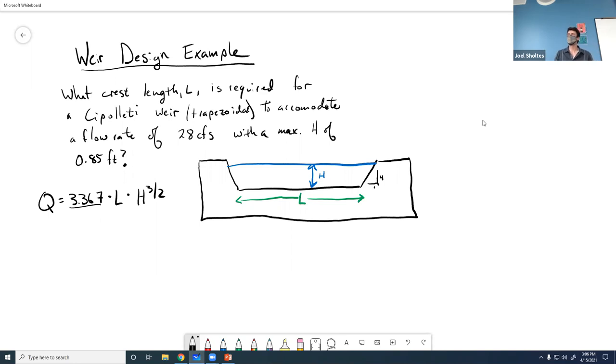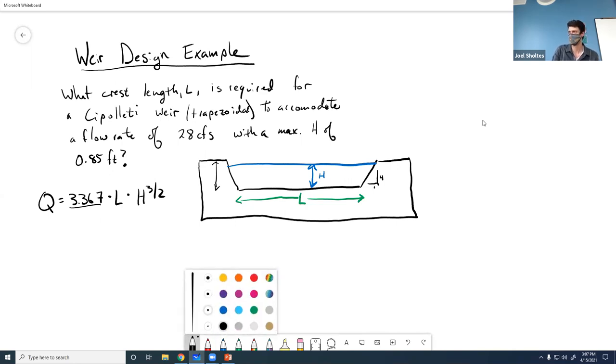And so say you know that the maximum flow rate that a canal or a stream is going to have is about 28 CFS. And you don't want to backwater it more than 0.85 feet. So that can also allow you to figure out how tall this needs to be, right? Then what should the L be, the crest length be? So really we're just solving for L, right? So go ahead and do that, and I'll write it out up here.